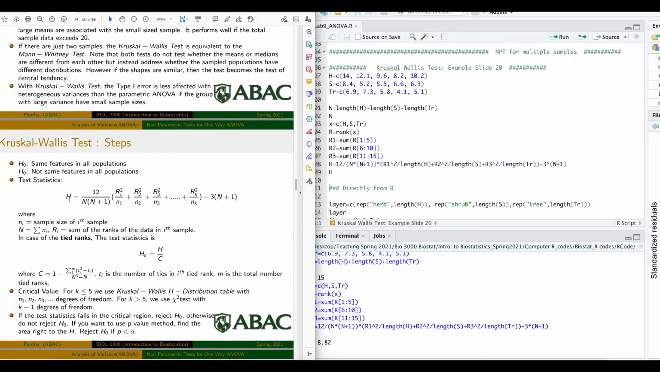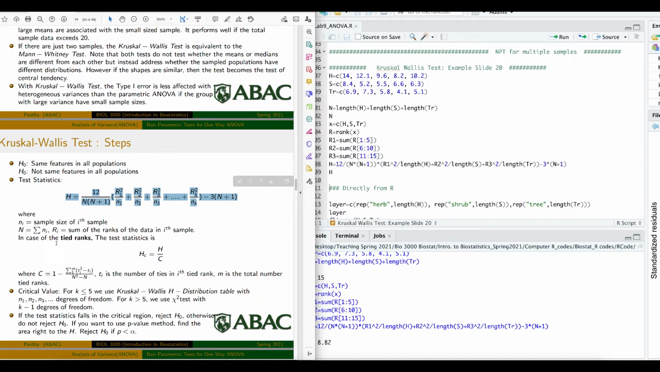The test statistic is H equals 12 over N times N plus 1, where N is the total number of data points, multiplied by the sum of R1 squared over n1, plus R2 squared over n2, and so on, and then minus 3 times N plus 1. Here ni is the sample size of the ith sample, N is the sum of the ni's, and Ri is the sum of the ranks of the data in the ith sample. So R1 is the sum of the ranks of the first sample, squared, divided by n1, the size of the first sample, and R2 is the sum of the ranks of the second sample, squared, over n2, the size of the second sample. This formula is used if the ranks are not repeated, that is, if none of the data are repeated.